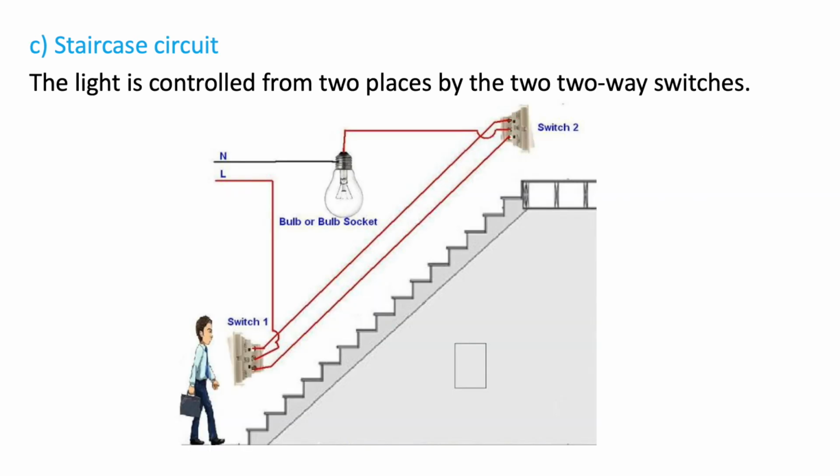Staircase circuit. The light is controlled from two places by the two-way switches. It's a slightly modified version of normal switch. Here that person can switch on the bulb from the bottom, and after reaching the top he can switch off from the top.